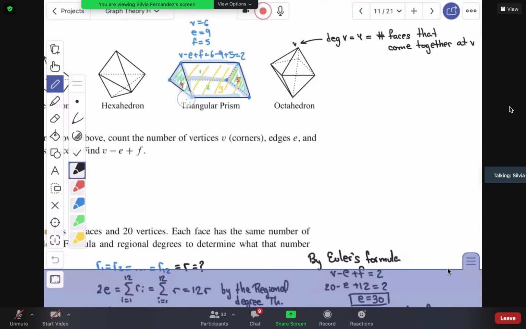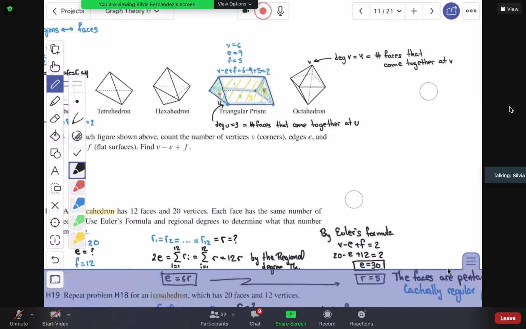Same thing here. If I call this U, the degree of U is 3, and it's the number of faces that come together. And it also works for plane diagrams: the number of regions that come together at the vertex is the degree. So it works in polyhedra, and it also works for plane drawings.